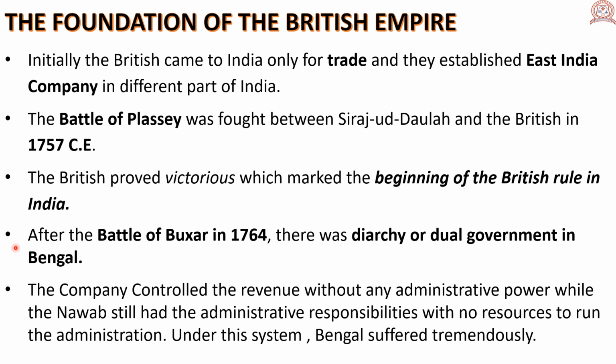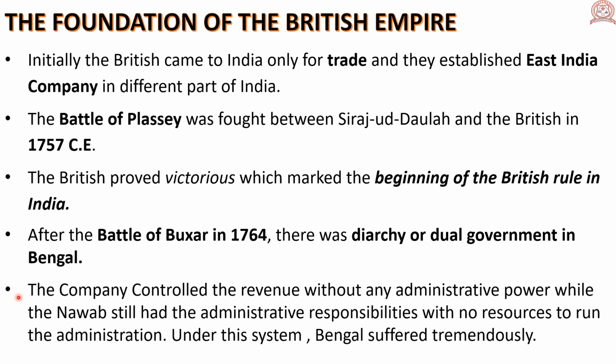After the Battle of Buxar in 1764, there was diarchy or dual government in Bengal. The system of diarchy or dual government means the company controlled the revenue without any administrative power, while the Nawab still had the administrative responsibilities with no resources to run the administration.